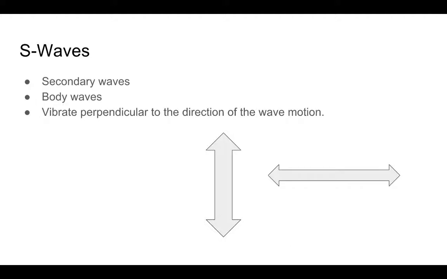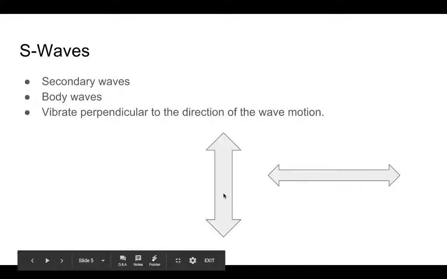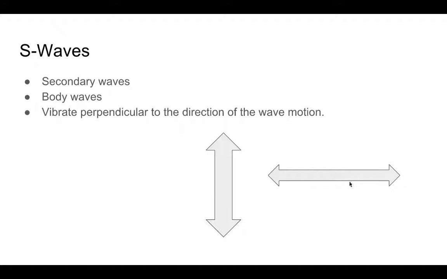S waves are secondary waves. They're called secondary because they're the second ones to get to the seismic station. They're slower than P waves. They are body waves, and they vibrate perpendicular to the direction of the wave motion. So once again, if this first arrow is our wave motion, this is the way the secondary waves are moving at this point. They're moving in the opposite direction, so perpendicular to the wave motion.